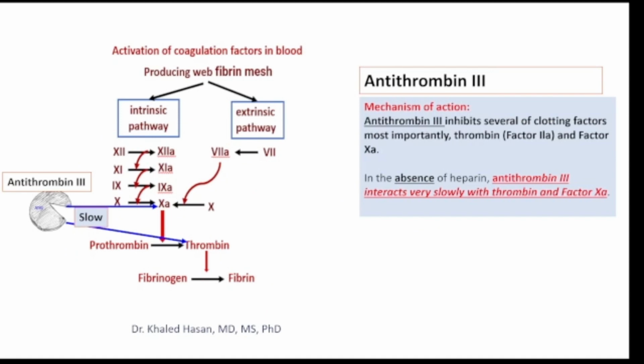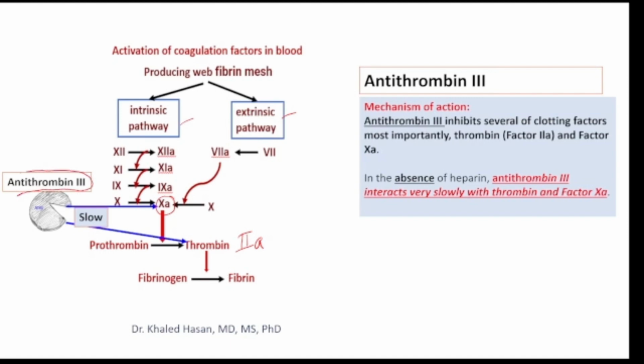Okay, again, if you go a little bit to the next step, what happened? As we already covered, we have intrinsic and extrinsic pathways, and the end result will be activated factor 10 to 10A. 10A will activate prothrombin to thrombin, 2A. So what happens in the human body? We have something called antithrombin, antithrombin 3.